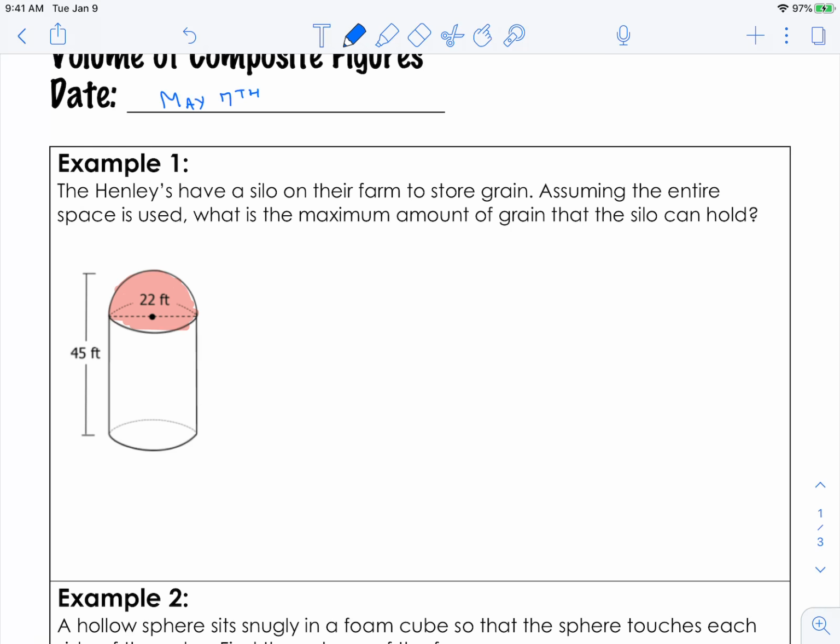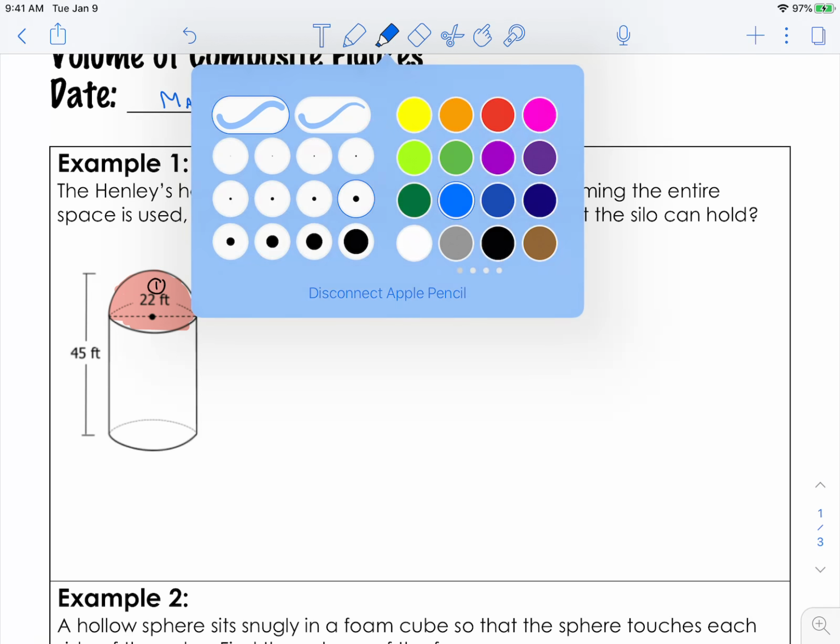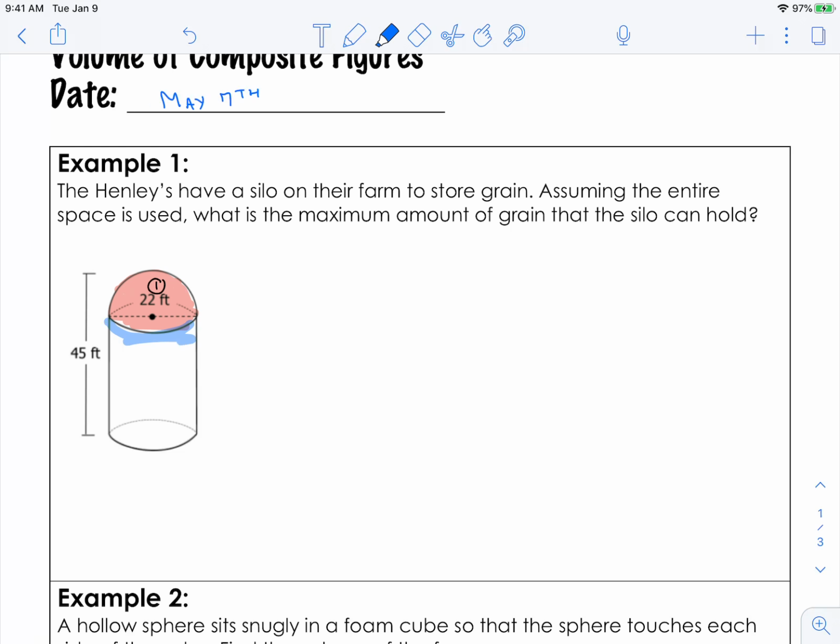So we'll call that 1. And then we have a cylinder. And we'll call that 2. Okay, so I need to find the volume of both of those and then add them together. So let's do our hemisphere first.